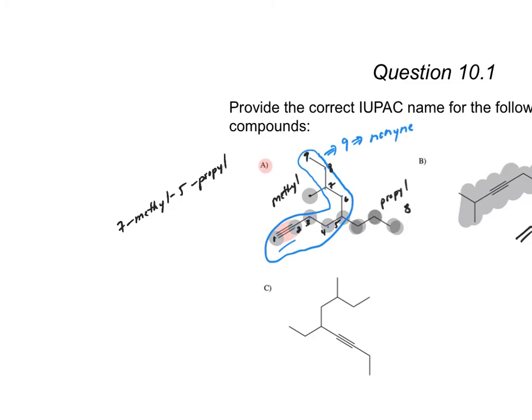But again, we want to go ahead and move into the parent chain. So this is non, but we need to specify where the triple bond is. The triple bond starts at the 1 carbon, so this is non-1-yne. And again, another way that you could have done this, which is technically correct, but not preferred, is the same 7 methyl, 5 propyl, and then 1 non-yne.